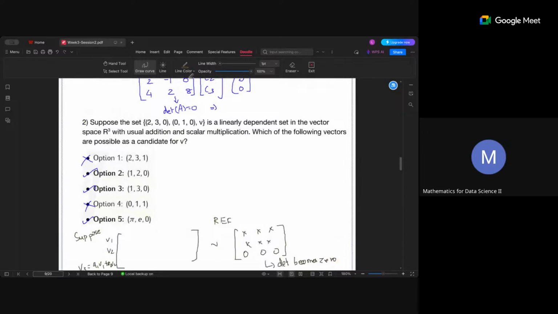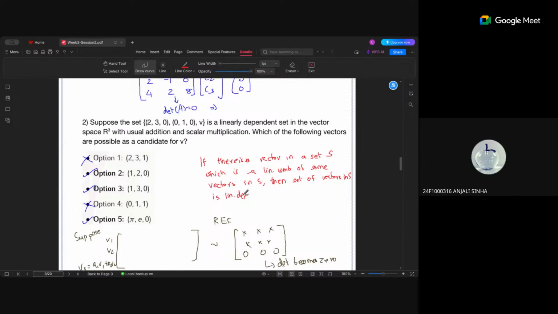I'll write the statement. If there is a vector in a set, let us call the set S, which is a linear combination of some vectors in S, then the set of vectors in S is linearly dependent. Clear? Yes, ma'am. Okay, fine.